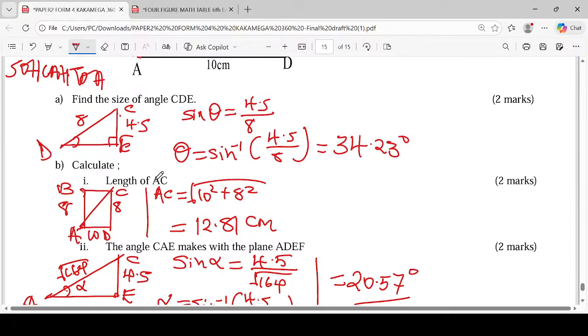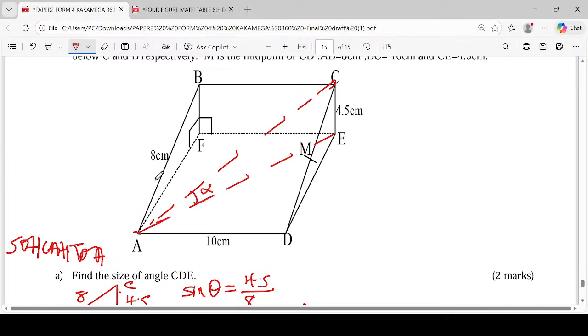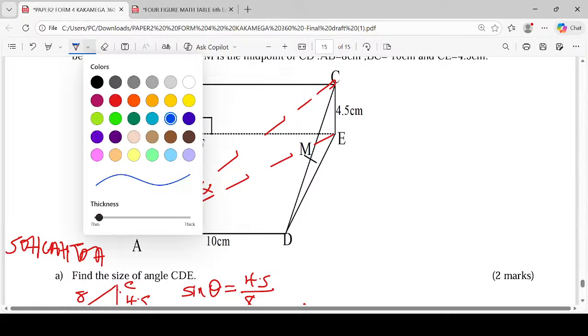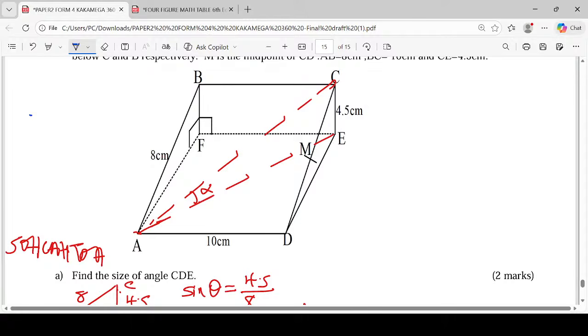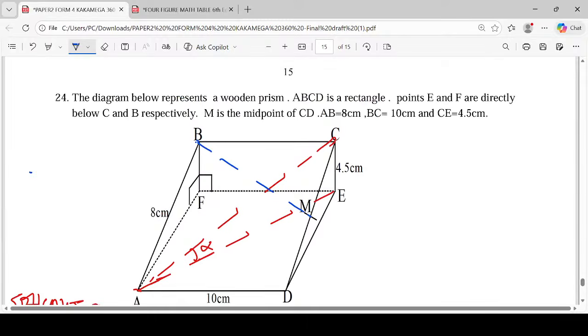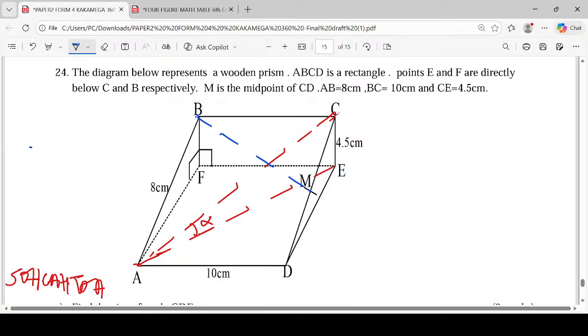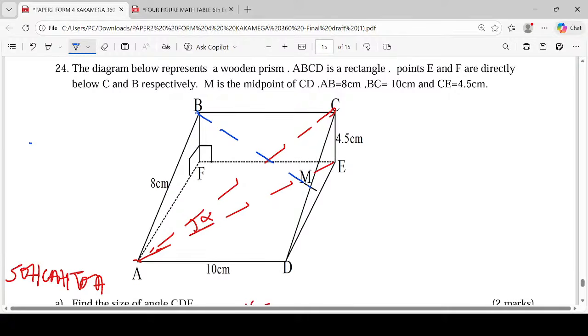Part C, Roman 1, find the length of MB. Let us see the length of MB. Let's join M to B. MB this way. Remember they had said that M is the midpoint of CD. So if CD was 8, MC will be 4. So this angle here will be 90. This is 4. This is 10.